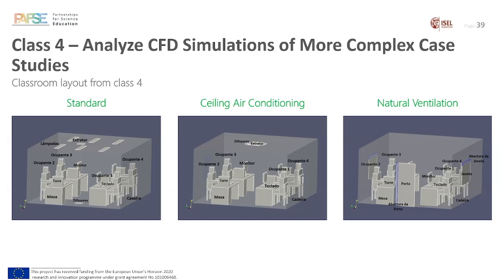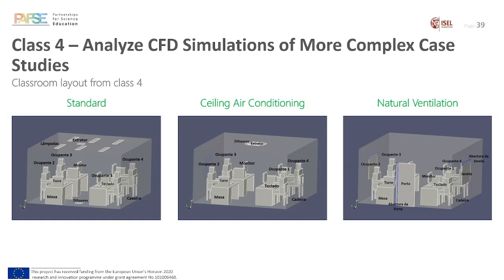So we have the diffusers on the floor and the extractor of the air on the ceiling. And then we will have another room configuration where we have the air conditioning totally installed on the ceiling. So we have the diffusers on the ceiling and the extractor.